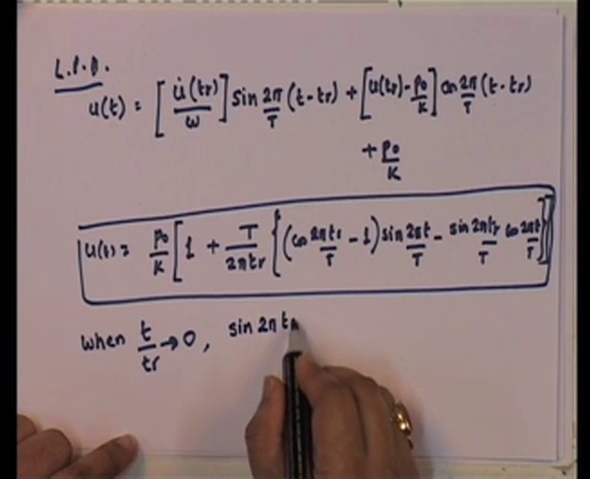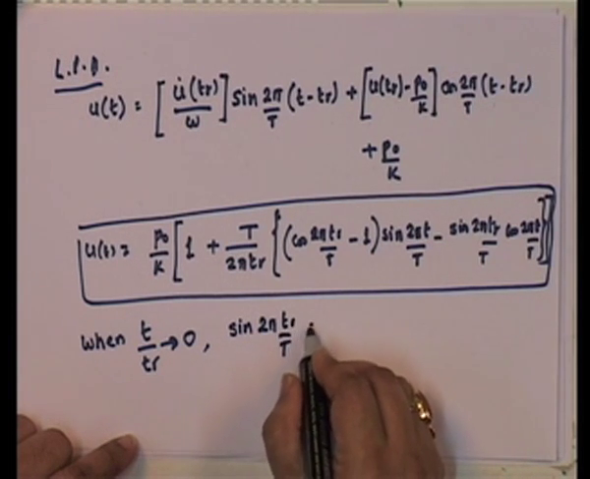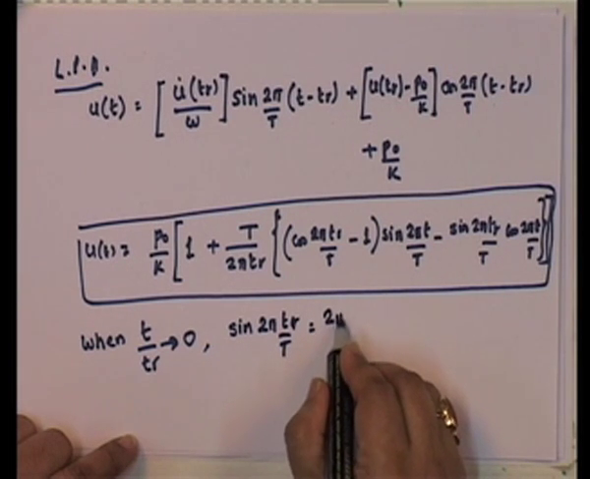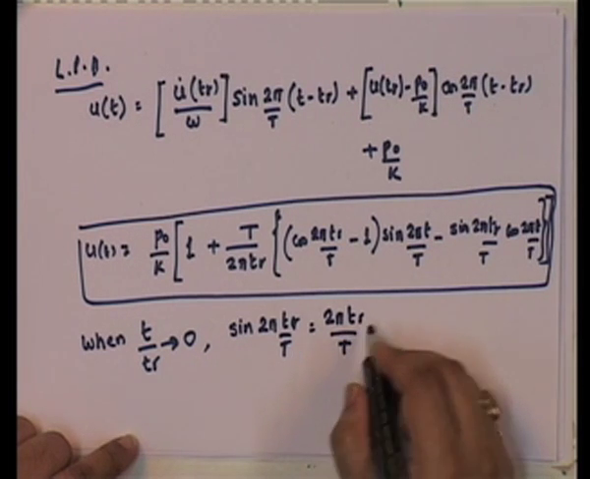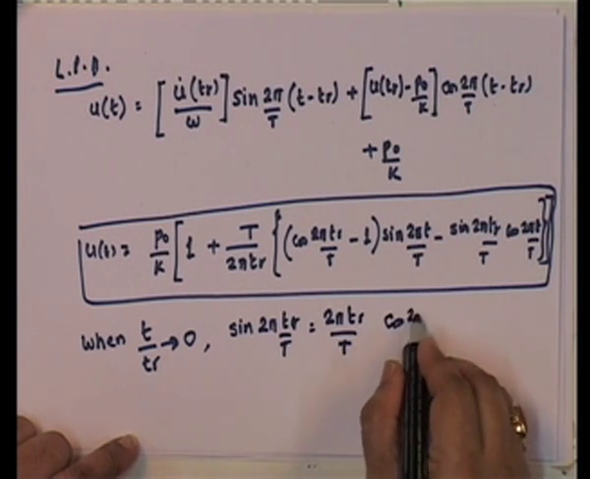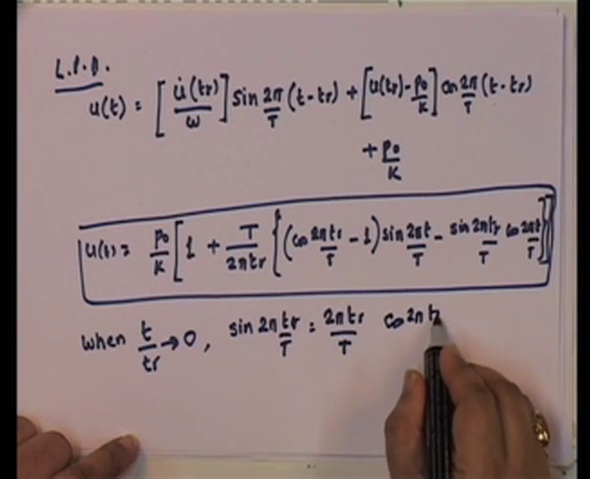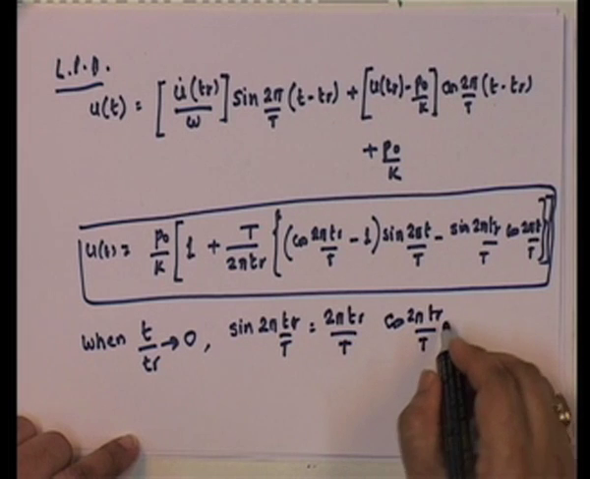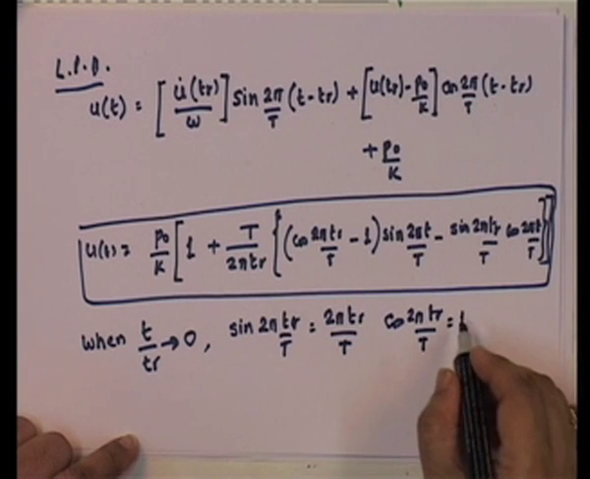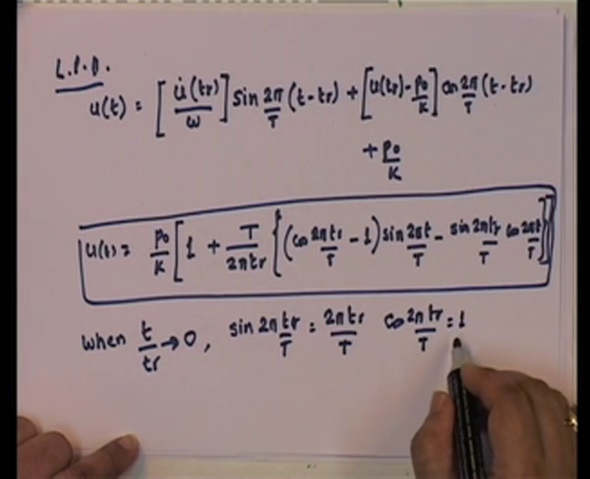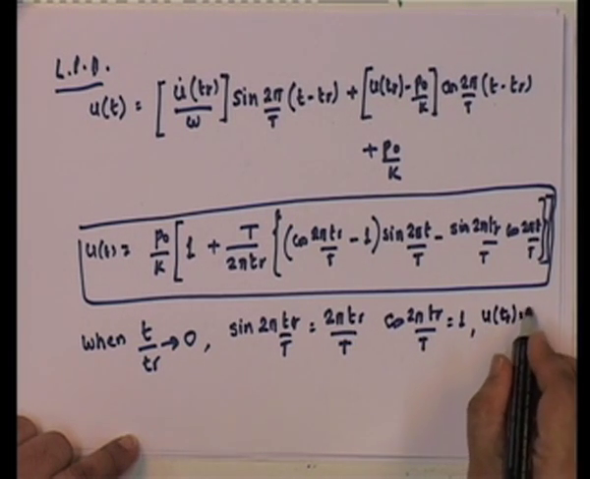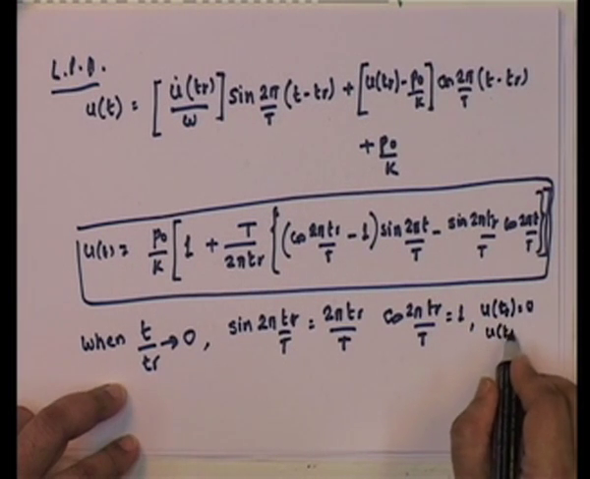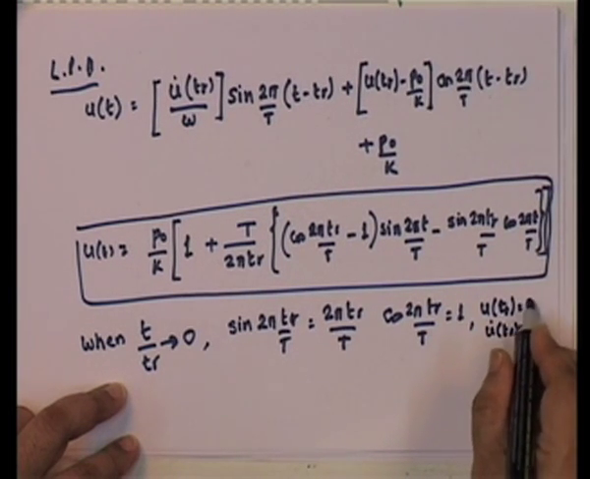2 pi t_r upon T is equal to 2 pi t_r upon T. Okay. Then cosine of 2 pi t_r upon T tends to what? Is equal to 1, and essentially u(t_r) and u dot (t_r) tend to 0.